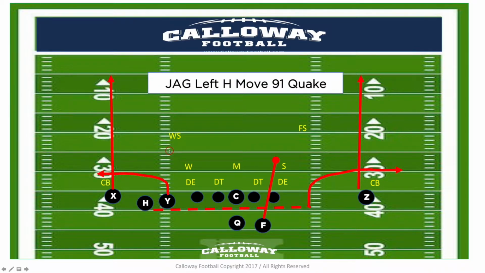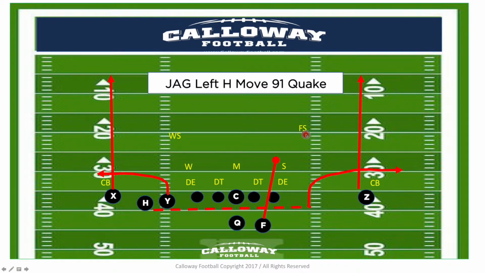And then finally, we may use some motion. This is Jag Left H Move 91 Quake, the play I'm illustrating here. Jag Left is our trips formation to the left, and we've got an H move call, so that's a pre-snap motion. The quarterback brings this guy in motion. Once he clears the center right here, we're going to snap the ball. So our H is going to be on the move, and when the ball is snapped, he's going to turn up and run that 3 to 5 yard speed out with a lot of velocity and speed because he's coming in motion. Again, that's going to put a lot of pressure on a hole defender or a linebacker that may be responsible for picking that up.